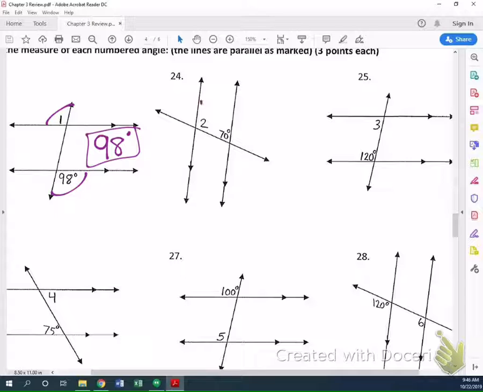24. What are these? Same side interior. What do I know about same side interior? They add to 180. So start at 180, subtract 70. What do you get? 110. 110. Good.